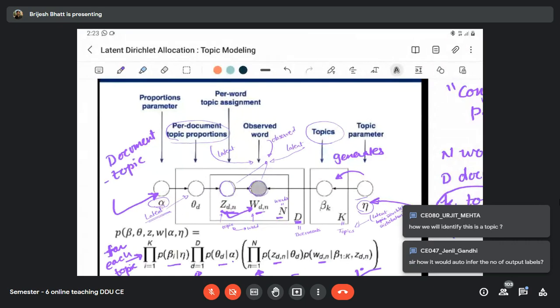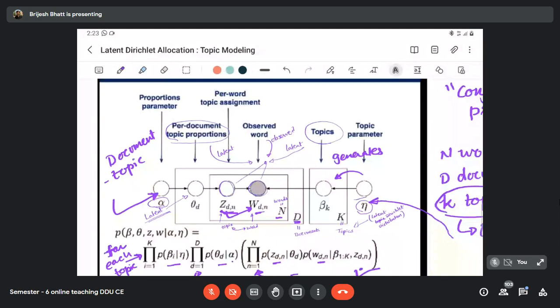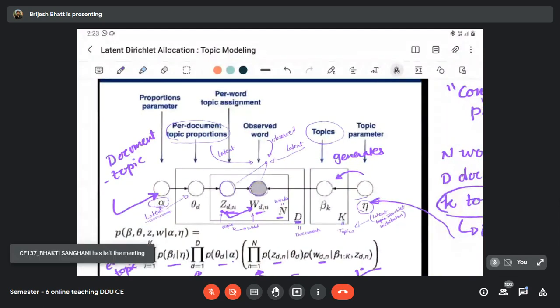Okay, Urjit is asking how we'll identify this is a topic, and how it will improve the number of output labels. Yes, this is exactly the problem, right? All these probability stories are fine, but how do we know which topic we need to label? There can be infinite number of topics around text in this world.